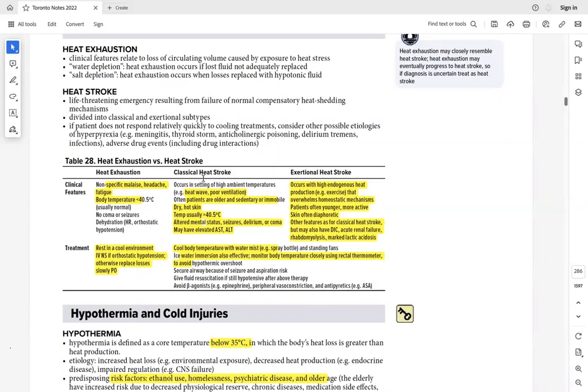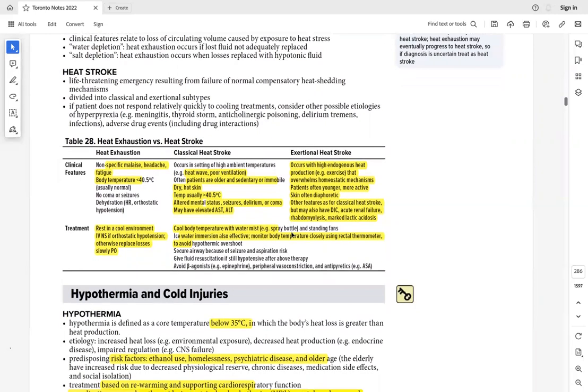But in heat stroke, classical and exertional, the temperature will be more than 40.5. Classical can be in the elderly, with a sedentary lifestyle, maybe in a nursing home. They will have dry, hot skin, and may present with seizures, delirium, altered mental status. In exertional, an athlete coming from a marathon, or someone doing exercises in heated areas, they will present with increased sweating.